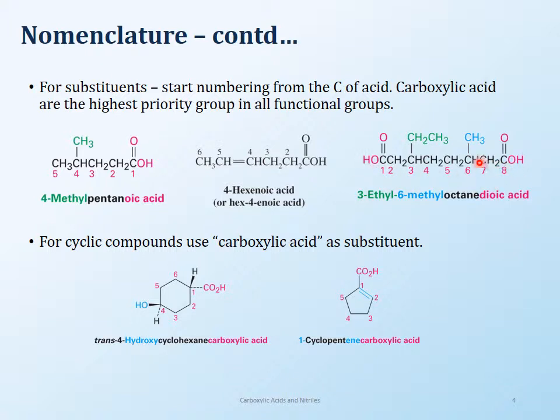1, 2, 3. So then you go alphabetical. Okay, and so 1, 2, 3. Ethyl is alphabetically lower than methyl group. Okay, so 3-ethyl, 6-methyl, octanedioic acid.